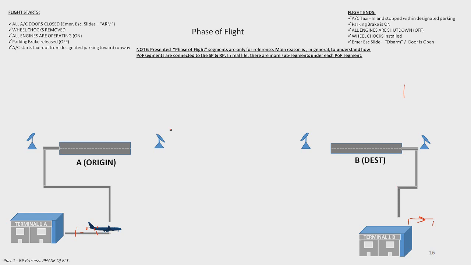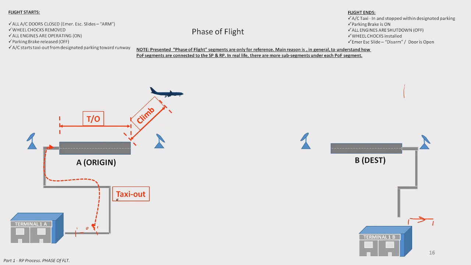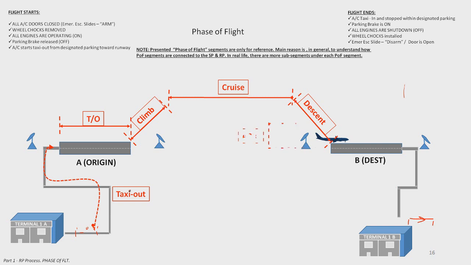Now let's start our phase of flight discussion. Let's say everything was okay. Mechanic signs release to service. We call this part taxi out. Next part is takeoff. Next part is climb. Next part is cruise. Next we actually have two parts, both important for us for reliability and safety: descent and approach. Next part is landing, and next part is taxi in.